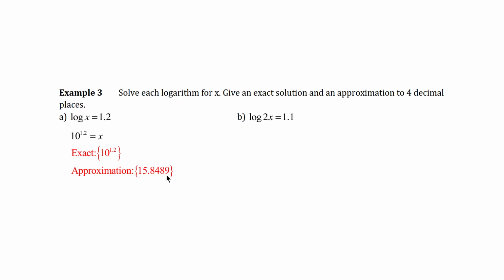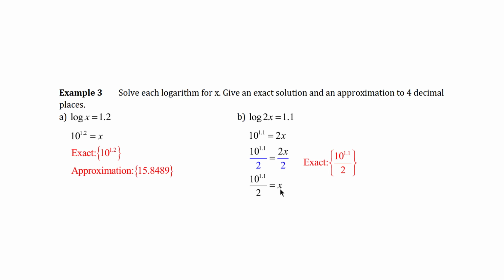For part B, we have log of 2x equals 1.1. Again, we have common log, so the base of this logarithm is 10. To solve this logarithm for x, we need to rewrite this as an exponential equation. We get 10 to the 1.1 power equals 2x. From here, we need to solve for x by dividing both sides by 2. We get 10 to the 1.1 power over 2 equals 2x over 2. After simplifying, we get 10 to the 1.1 power divided by 2 equals x.